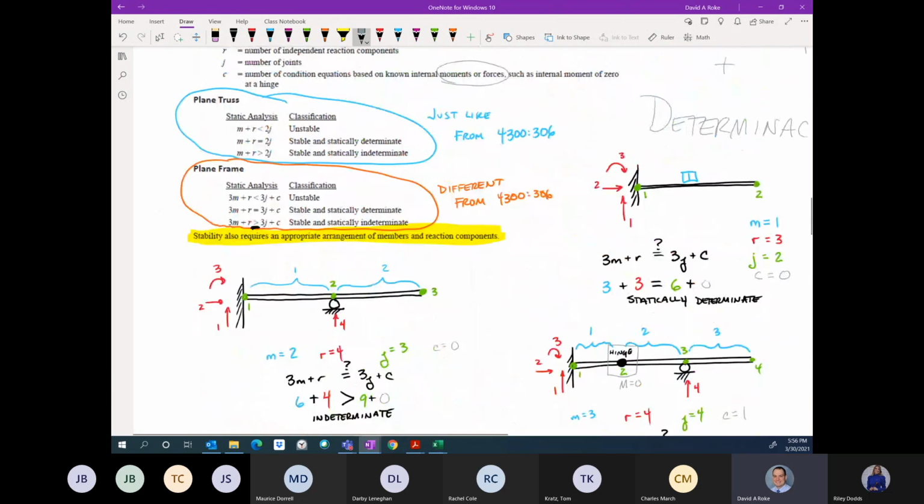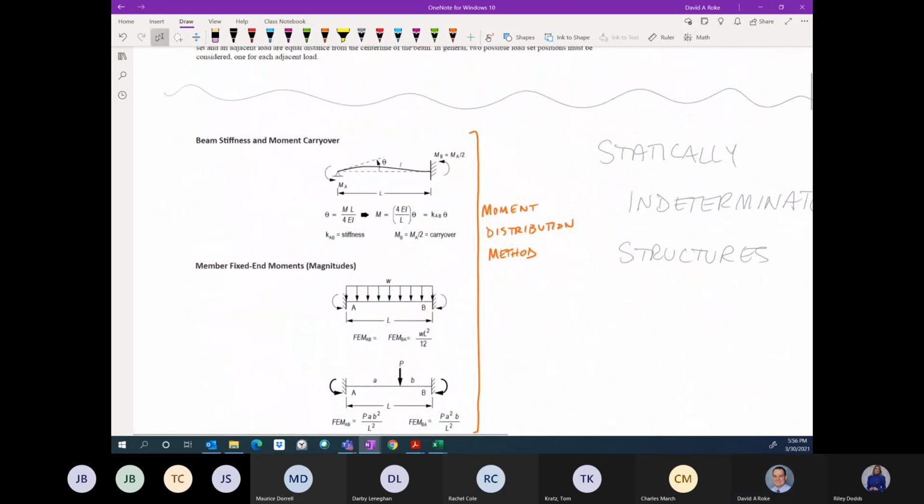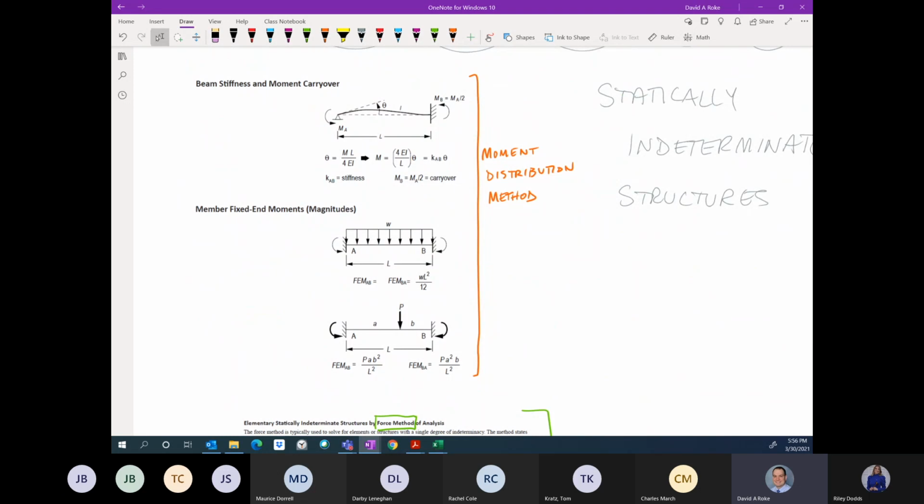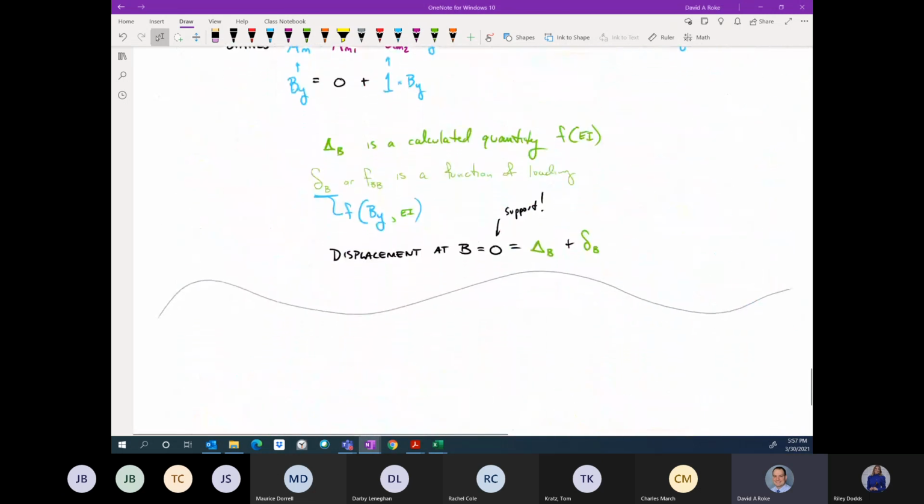So let's look real quick at the other indeterminacy, the moment distribution method. And moment distribution method is definitely more complicated. There's a process that you have to go through to find this stuff, but it's genuinely not too bad. So what you would do is we would start with a statically indeterminate structure.